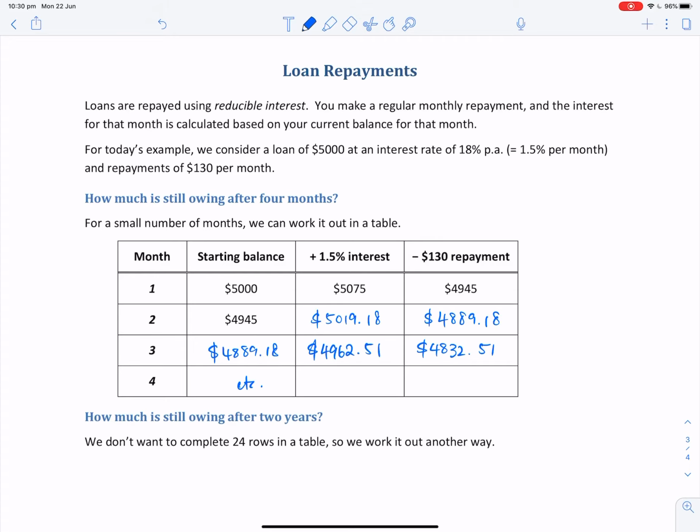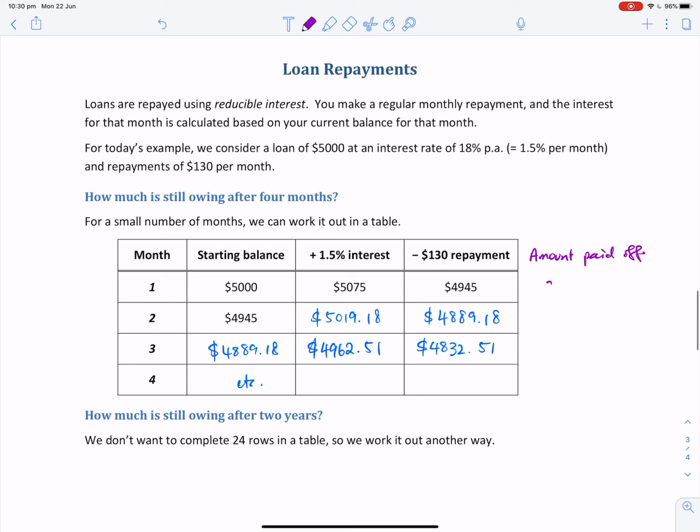So a couple of discussion points here. I guess we could put a new column here, the amount paid off. All we're doing is looking at, at the end of the first month we owed 4,945. At the beginning we owed 5,000. So what's the difference there? I don't need a calculator for that, but I don't want to make a mistake.